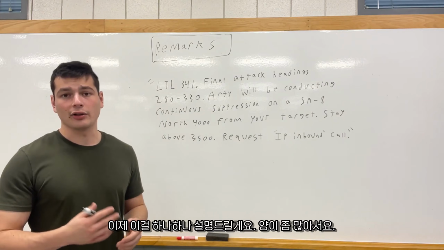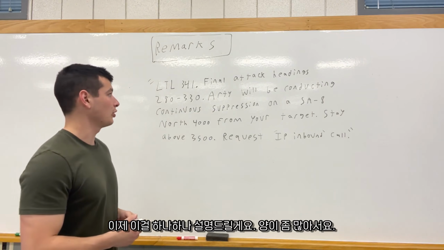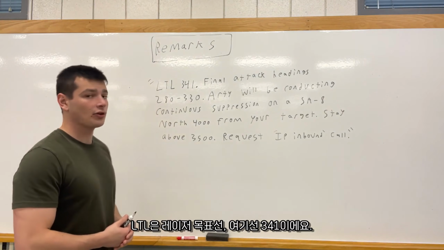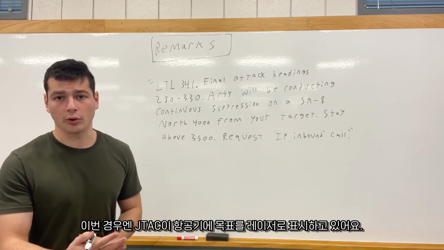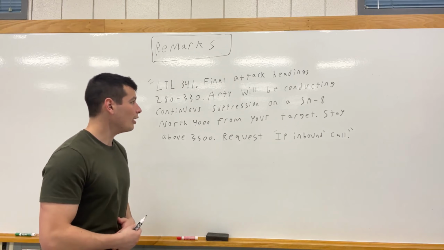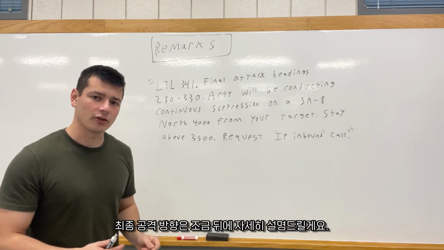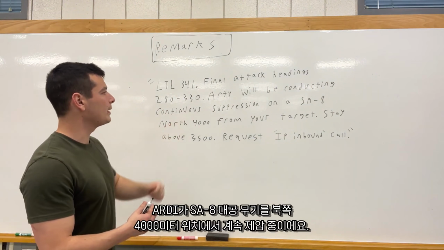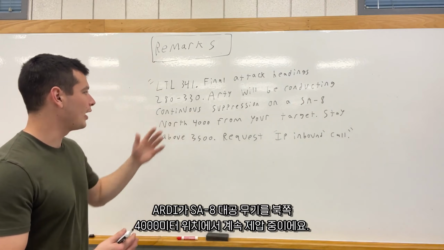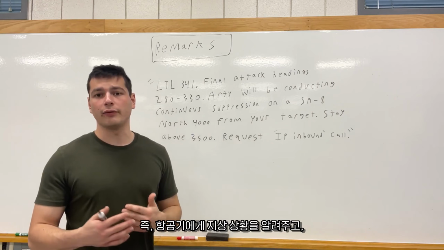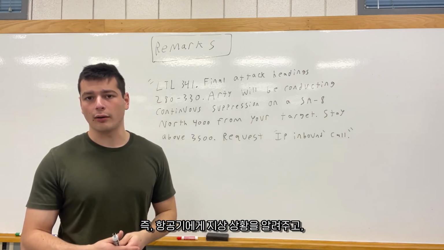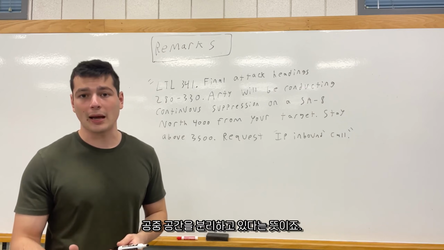I'm going to break this down and tell you what all of it means because I know it's a lot. So LTL, that's laser target line 341. So in this case, our JTAC is using a laser to mark the target for the aircraft. Final attack headings, I'll be getting into a little bit later. Arty will be conducting continuous suppression on an SA-8 north 4,000 from your target. So again, we're deconflicting airspace and we're giving the aircraft situational awareness of what's happening on the ground.